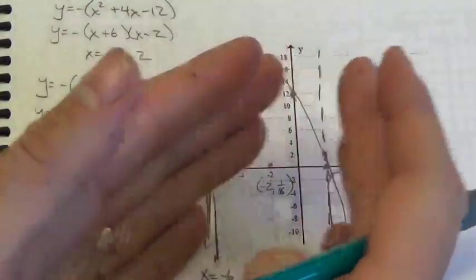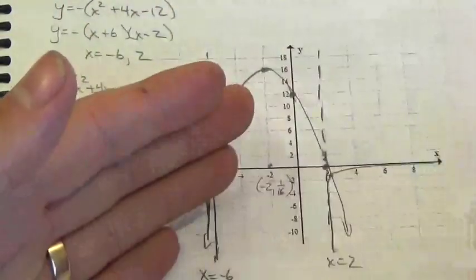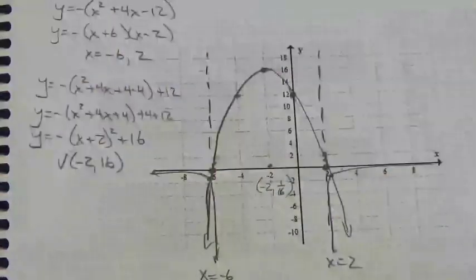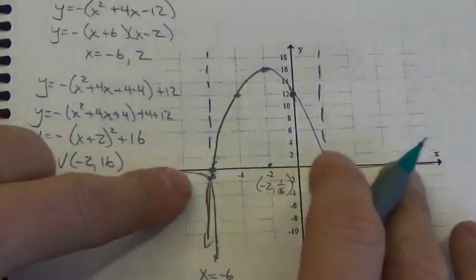Okay, and that's because the original function in both of those spots there is moving away. As you move away from the vertex, like you go to the right or to the left, the original function is moving away from the x-axis, so the reciprocal is going to be moving towards the x-axis.